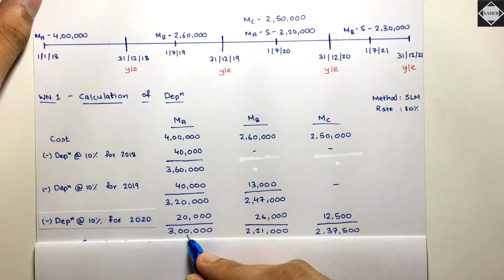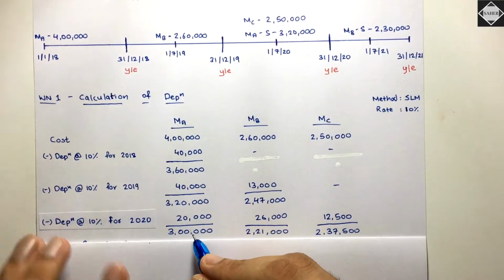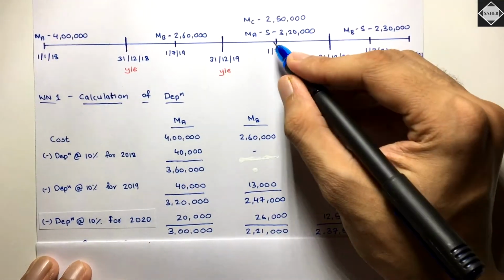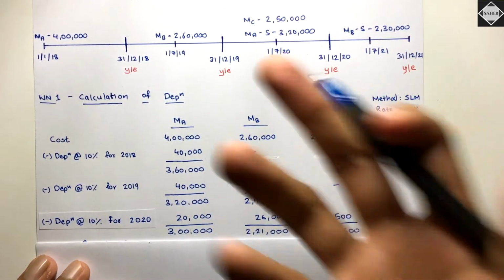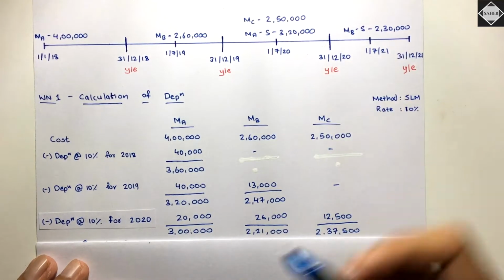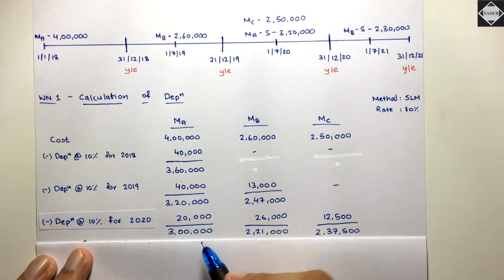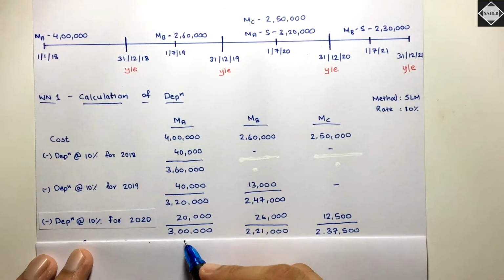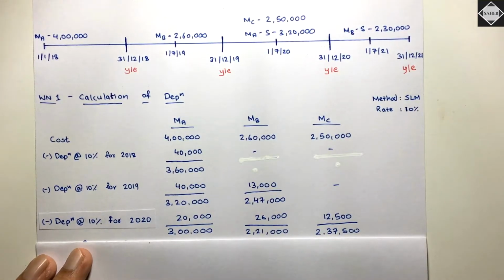Now this 3 lakh is what? This is the WDV on the date of sale. What is the book value in the company's account, in the business books? Yeah, that's 3 lakh. So this is the WDV on the date of sale, written down value on the date of sale. Fine.